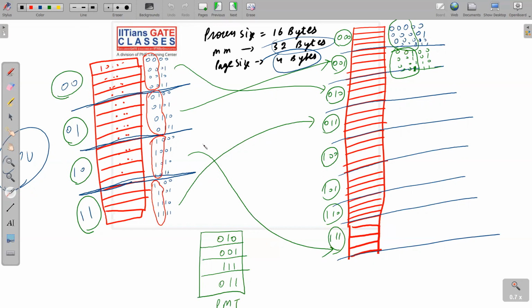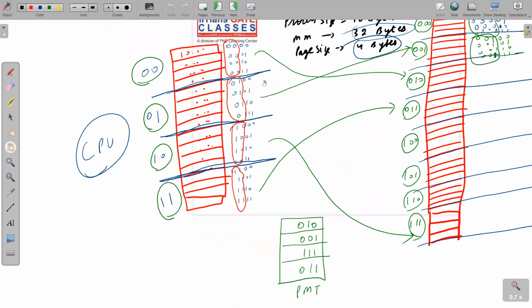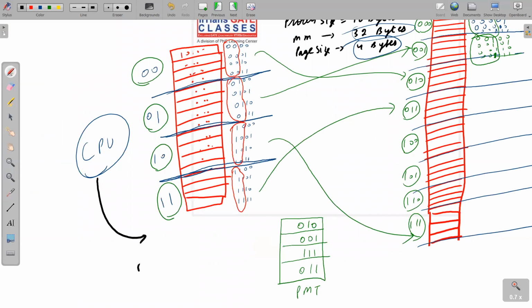For example, say CPU has generated the address 00100. Okay, so what do you mean by this? Because the CPU-generated address is a logical address, and a logical address is the byte number of the process which CPU wants to access. So CPU generated this, that means it wants to access the fifth byte, counting from 0. Please see this, counting from 0. So first byte, second byte, third byte, fourth byte, fifth byte. So CPU wants to access this fifth byte. That's why CPU has generated this.